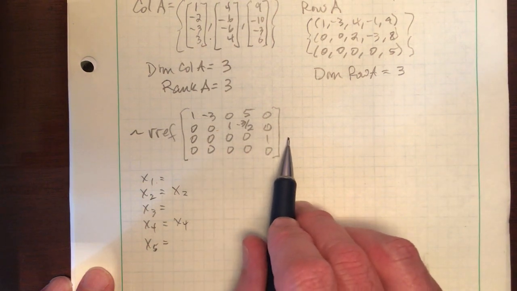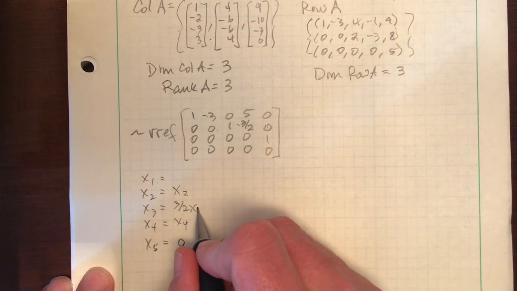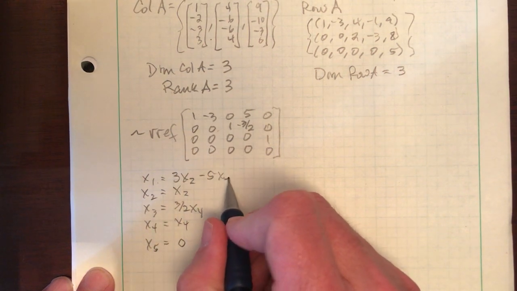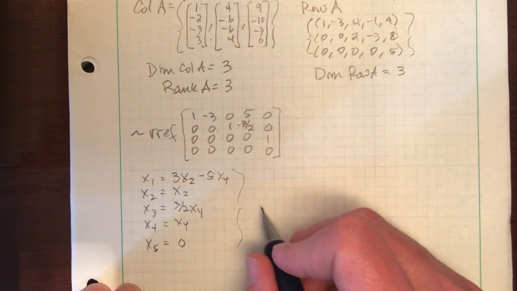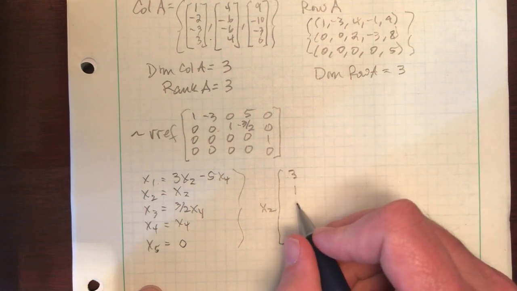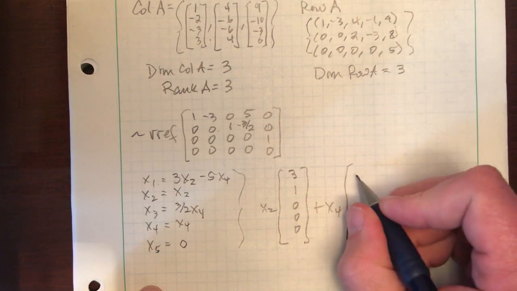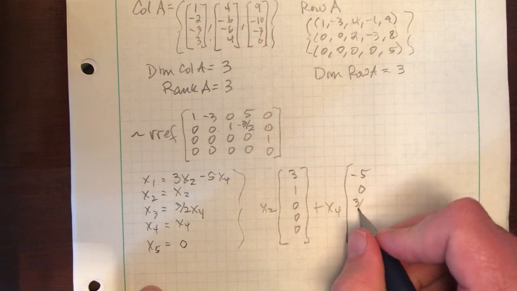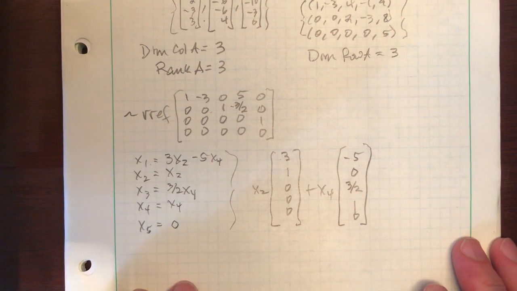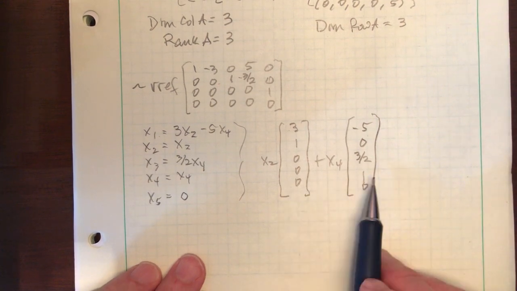Here's my x5, looks like it equals 0. x3 is positive 3 halves x4, and my x1 is 3x2 minus 5x4. So we unpack that with an x2 sitting out in front: 3, 1, 0, 0, 0, plus x4 times negative 5, 0, 3 halves, 1, and 0. So if you're asked for the null space, again, these 2 vectors qualify.